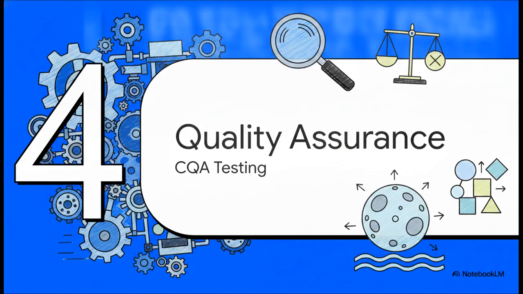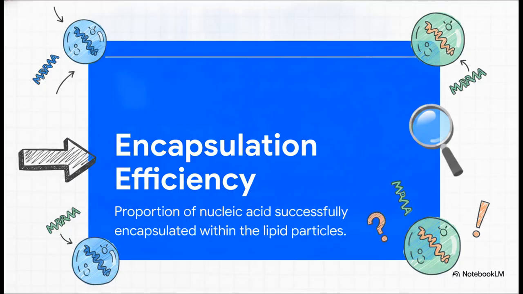Which brings us to Section 4, quality assurance. The single most vital metric for our micromachine is something called encapsulation efficiency. And it's exactly what it sounds like. It's the proportion of our fragile mRNA cargo that was successfully packed entirely inside the lipid nanoparticles. If the medicine is just left floating outside the vehicle, it's totally useless to the patient. Packing the cargo perfectly really is the definition of success here.